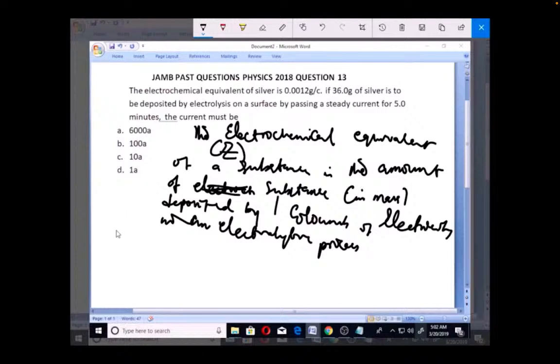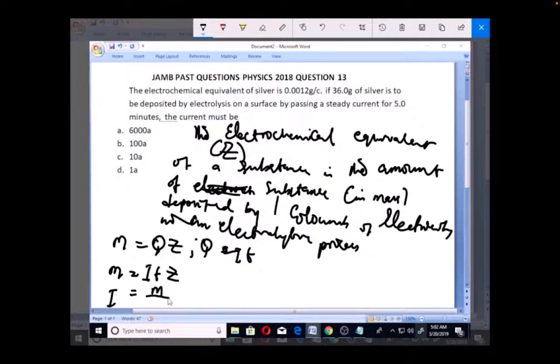Now, the relationship between mass deposited and the quantity of electricity is Q times Z, which is the electrochemical equivalent. And we know that Q is equal to current times time, IT. So we can now say that mass deposited is equal to current times time times Z. So with this, we can make current the subject of the formula I. Making it the subject, we'll have M all over TZ. So that is what we are going to be doing to calculate the current.